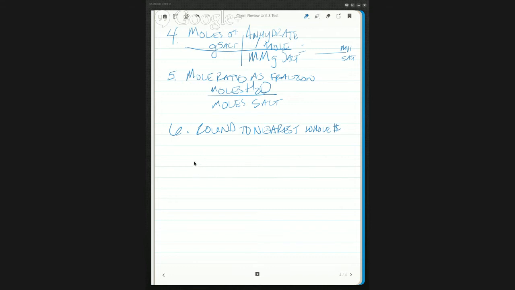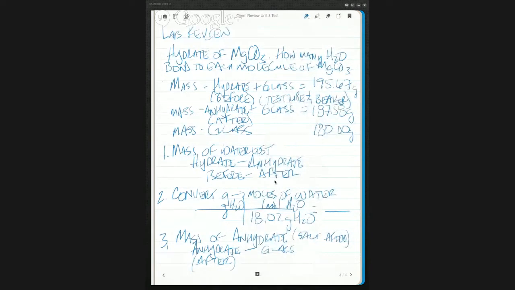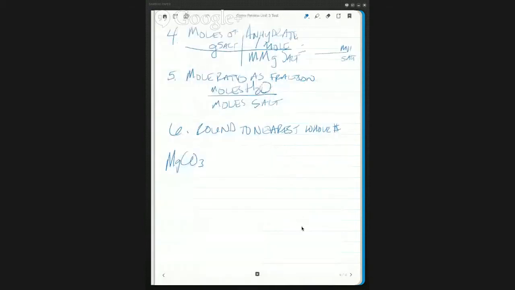For this one, we're going to do magnesium carbonate. If we go back for a second, step 1 is the before minus the after: 195.67 minus 187.58. This is dot however many H2Os we have here. That's what the N represents, the number of H2Os.